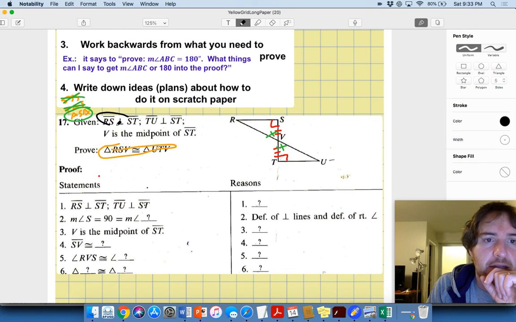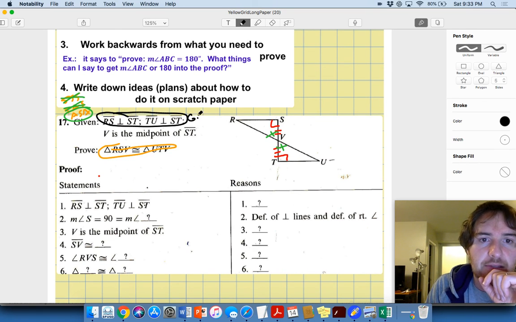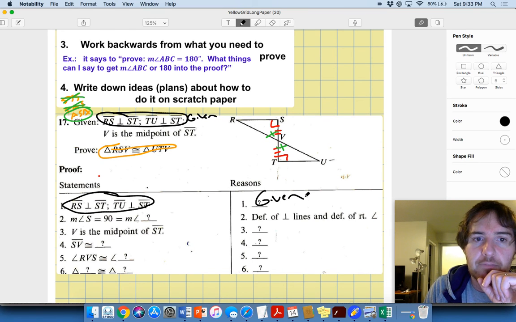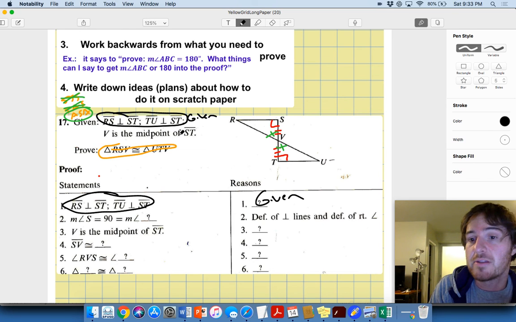All right. Anyways, this is clearly a given premise. This is a given premise right here that we have down here. So this is going to be given. Okay, notice here, they haven't said V is the midpoint of segment ST.